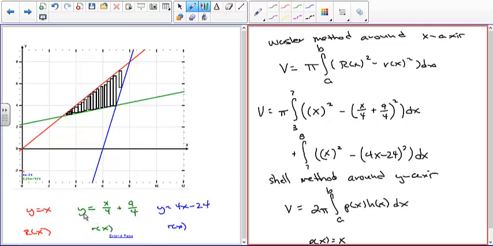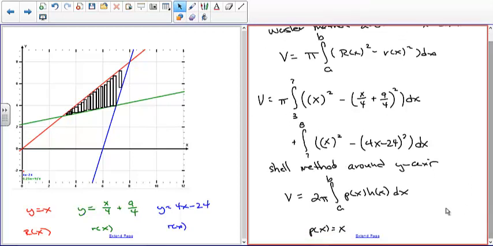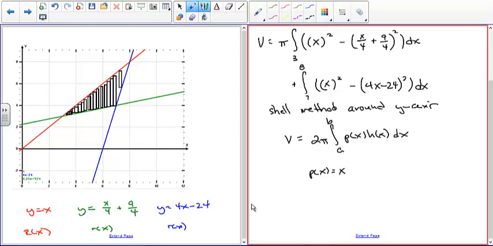Now, when you do the shell method, you're rotating around the y-axis. Instead of a really thin washer, you're going to have a shell that has a very thin thickness but a finite height, which is the height of the rectangles. The limits stay the same, the equations that define the boundaries stay the same, but the equation we use is different.